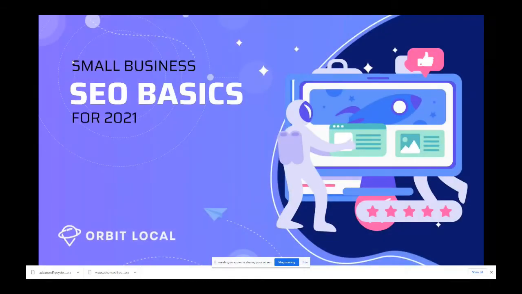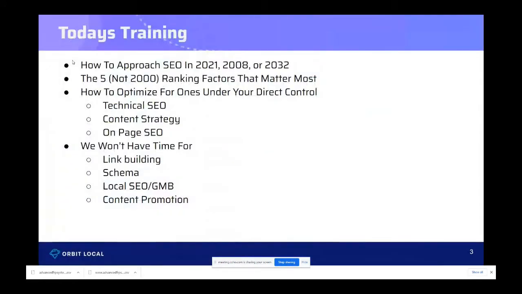So today we're going to talk about small business SEO basics for 2021, and how to approach SEO in 2021. Whether it's 2008 or 2032, you should always have the same approach to SEO, no matter what Google is doing. I'm also going to talk about the 5, not 2,000 ranking factors that matter the most.